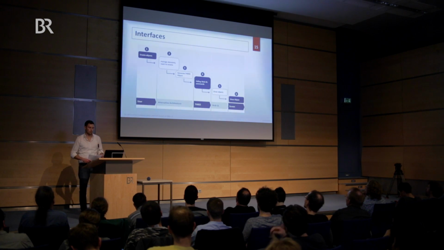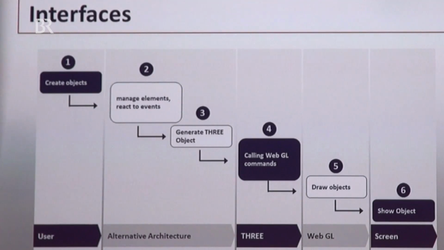Okay, now the architecture. First, the interfaces. The first is the user can create an object. That's part one. The object is managed and from the alternative architecture, and it's listening to events, resize, and so on. Then it's generating, now it's generating 3JS objects.